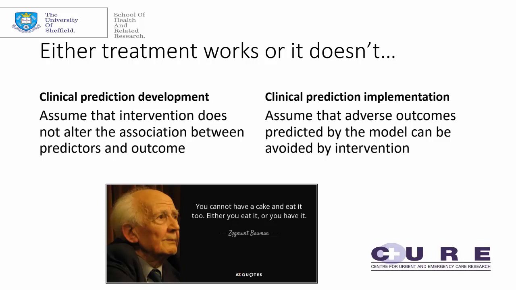Either it's not a problem and we can just develop our clinical prediction models, but in that case, we haven't got any treatments to give our patients. Or it does work, we have got treatments to give our patients, but we should be using them in the studies to develop a model and creating a treatment paradox. You can't have your cake and eat it. Either treatment does work or it doesn't.